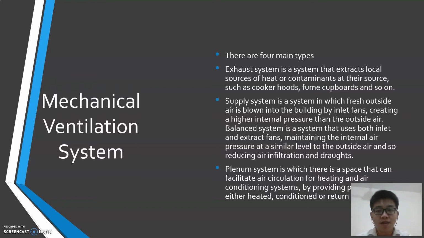The next one is the balanced system. It is a system that uses both inlet and extract fans, maintaining the internal air pressure at a similar level to the outside air, and so reducing air infiltration and drafts. And the last one is the plenum system, in which there is an air space that can facilitate air circulation for heating and air conditioning systems by providing a pathway for either heated, conditioned, or return airflows.